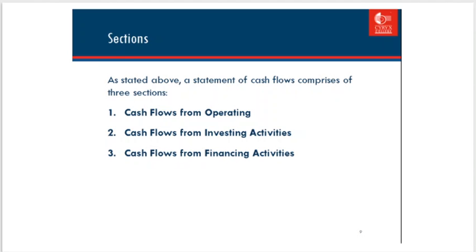Second, cash flows from investing activities. Cash flows from investing activities are cash inflows and outflows related to activities that are intended to generate income and cash flows in future. This includes cash inflows and outflows from sale and purchase of long-term assets. Third, cash flows from financing activities. Cash flows from financing activities are the cash flows related to transactions with stockholders and creditors such as issuance of share capital, purchase of treasury stock, dividend payments, etc.